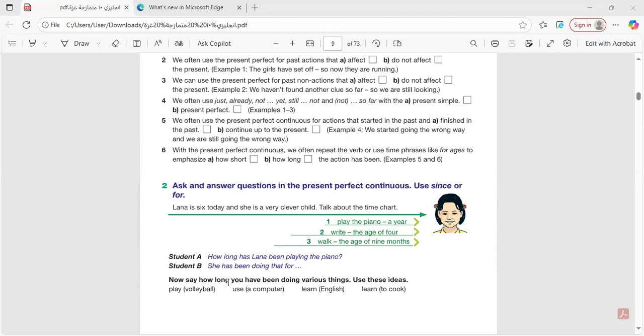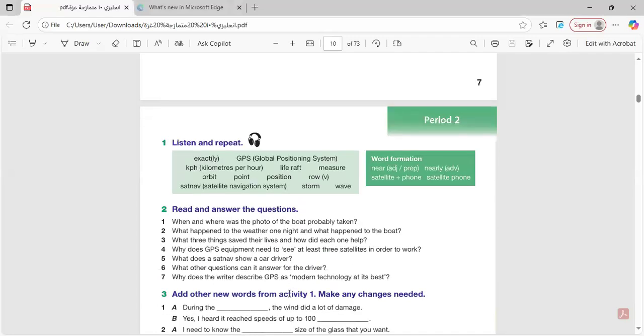Now, say how long you have been doing various things. Use these ideas. So this is your task, guys. I need each one of you to use these verbs here in the form of present perfect continuous. You will ask a question and give an answer like this example, okay? Now, period 2. Listen and repeat.